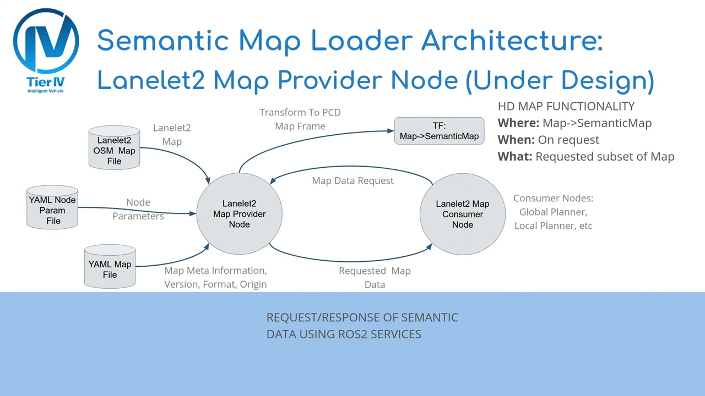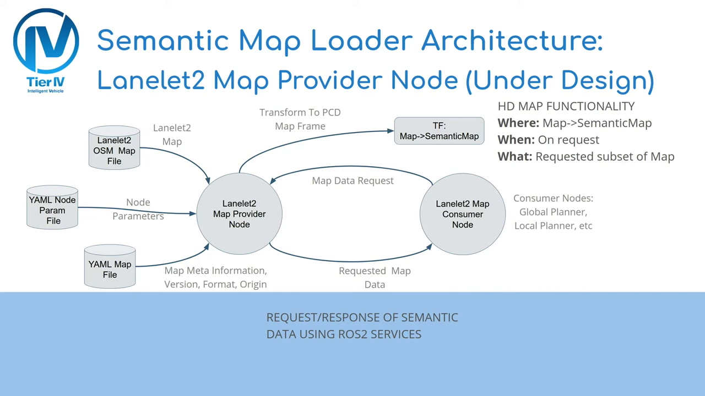The lanelet2 map provider node in the center of the diagram takes a node parameter file, a lanelet2 OSM map file, and a YAML meta map information file as input, and then provides subsets of that data to consumer nodes as required. In this architecture, we use the ROS2 service method of request and response data communication.